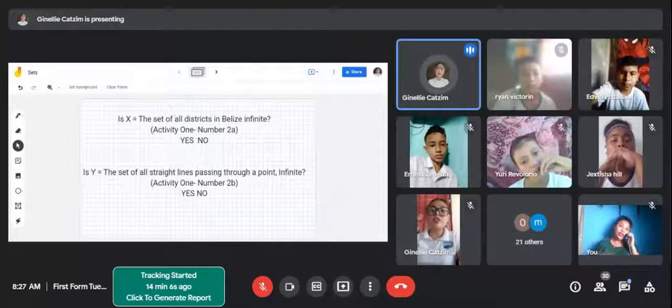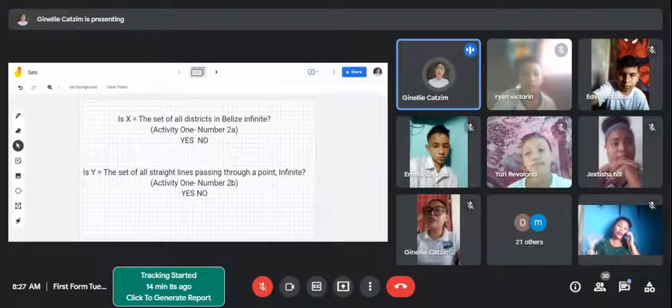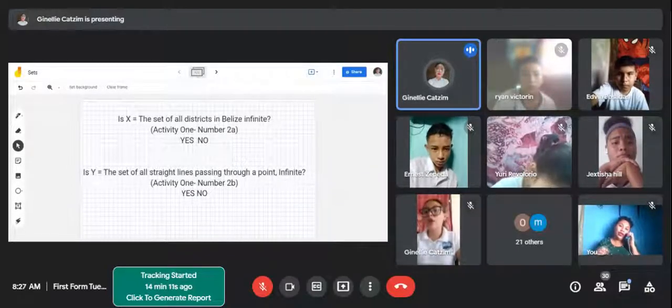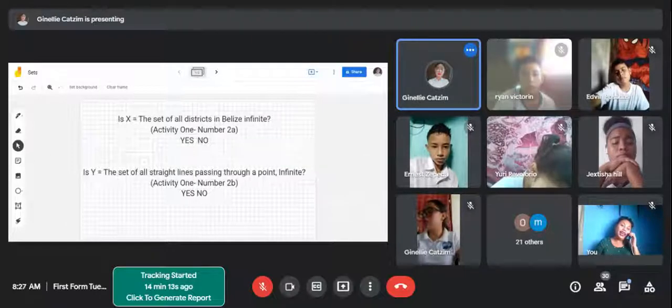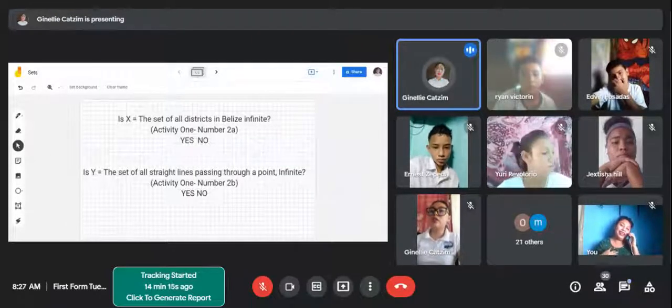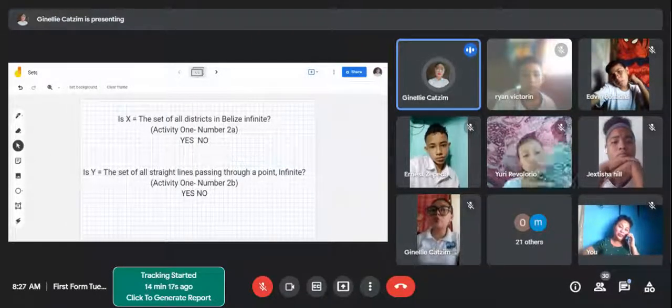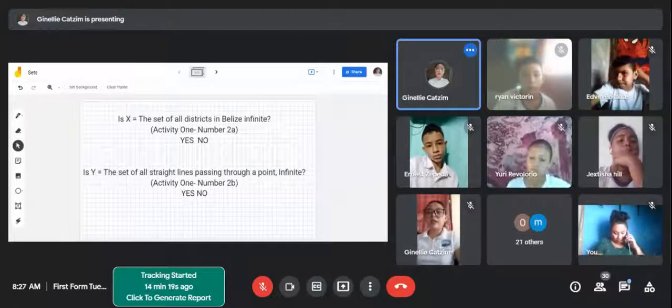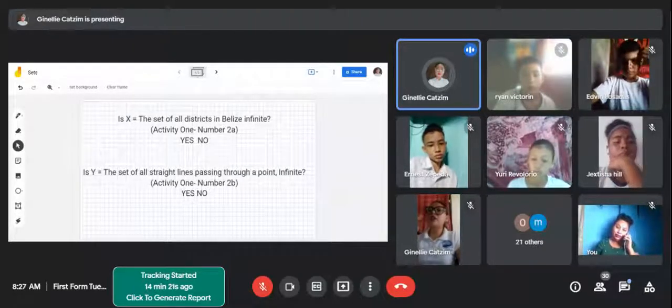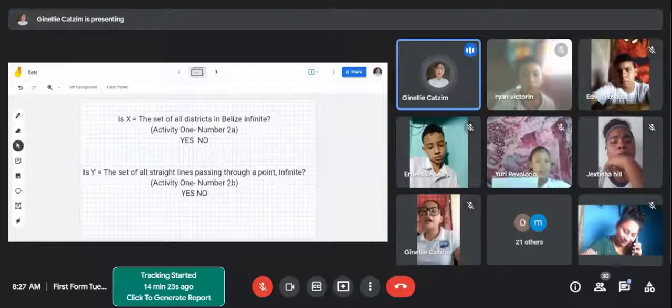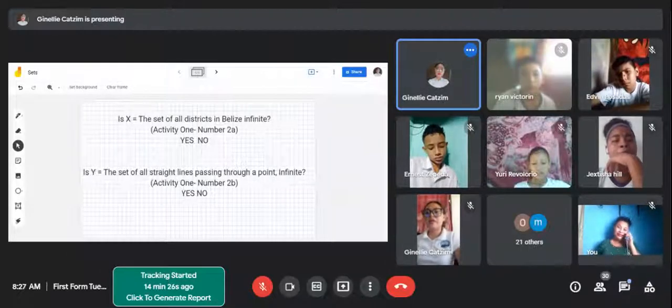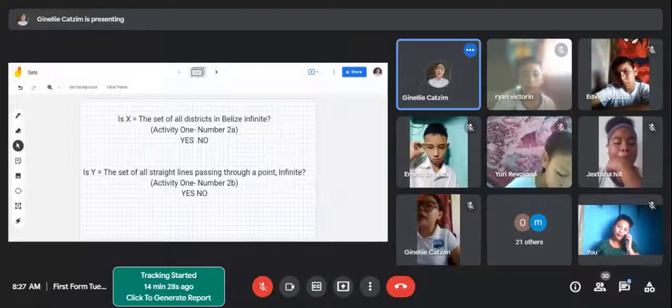So, every week as I mentioned, please take note of these. These are all in your activity one. So this one is activity one number 2A. Is X the set of all districts in Belize infinite? Yes or no? Yes, miss.